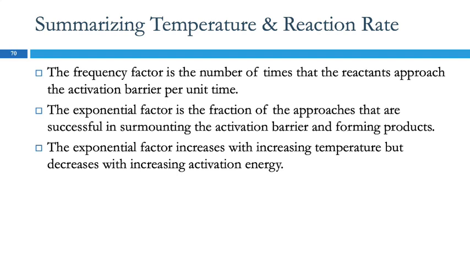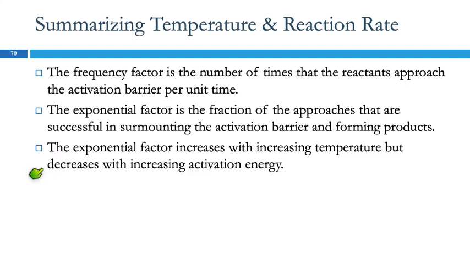So this is a summary. The frequency factor is the number of times that the reactants approach the activation barrier per minute. The exponential factor, the e to the negative EA over RT, is the fraction of approaches that are successful, that actually go on to a reaction. And that exponential factor increases with increasing temperature, but decreases with increasing activation energy.